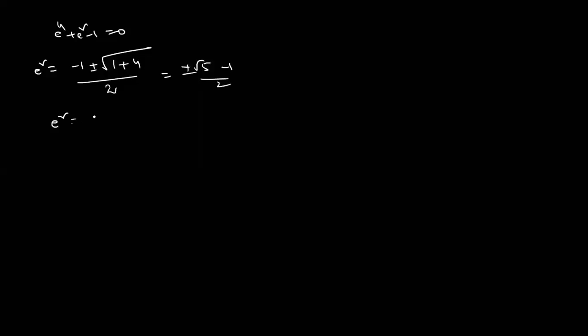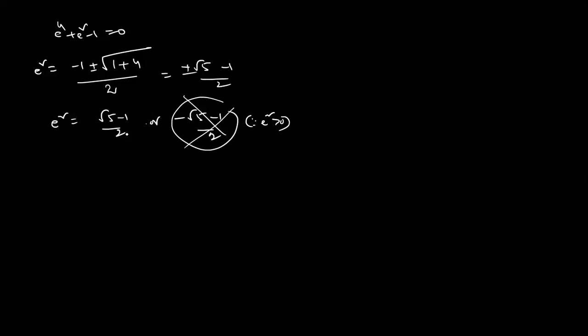See, I am expanding this question. How to solve? e square is how much, dear students? Root 5 minus 1 by 2 or minus root 5 minus 1 by 2 fails because e square is always positive. Now, how to solve this one? e is equal to root over root 5 minus 1 by 2.